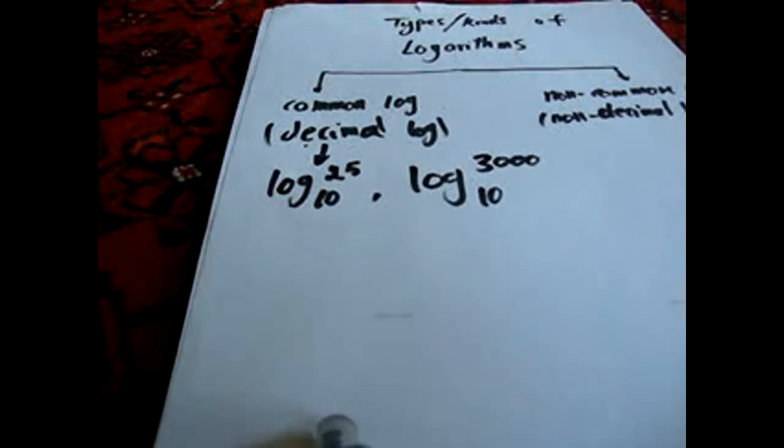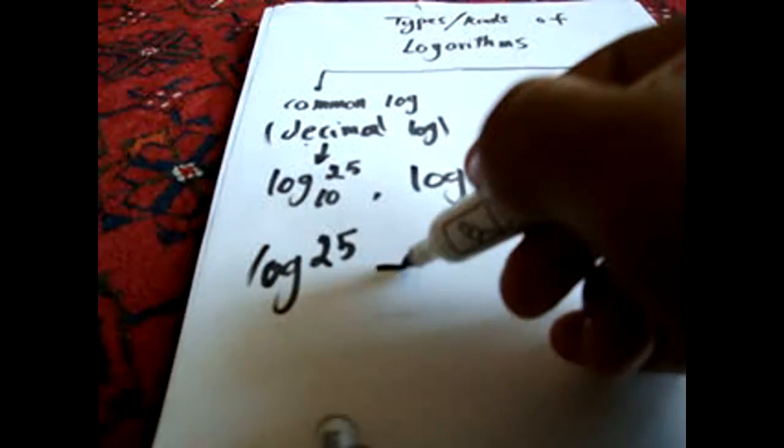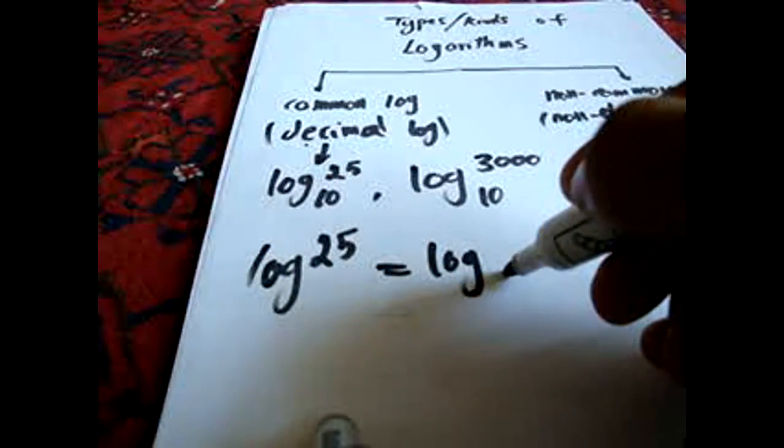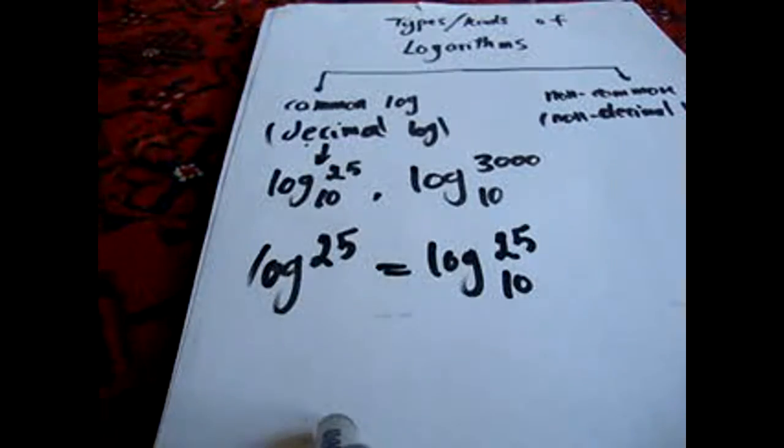Or sometimes some people write it like this, log 25. So if you see a logarithm that doesn't have a base number in it, it's simply 10. So you can write it like log base 10 of 25. So if you ever see a logarithm that doesn't have a base number, it's simply a common log, and the base number is 10.